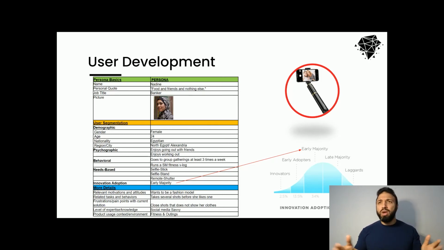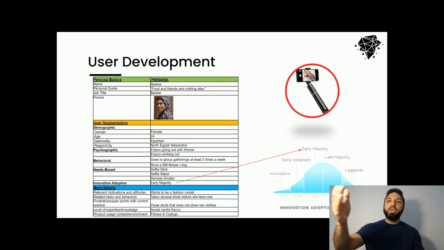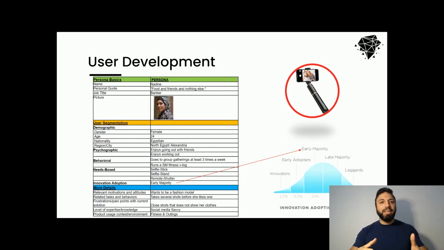So why is this all relevant? I'm developing a selfie stick. Yes, because with all of this, you're going to understand the motives and the context and the environments where you're going to be using the selfie stick. The needs are a selfie stick with a stand and a remote shutter. This was the resolution we ended up with. And the reason we arrived at this is because this particular demographic, this particular persona of a user, is an early majority. So an early majority in the innovation adoption life cycle, it's an amazing life cycle.